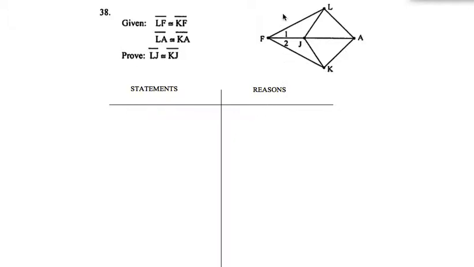On proof 38, I'll start by marking what I know. I know that LF is congruent to KF, and I know that LA is congruent to KA. Now, what I'm trying to prove is that LJ is congruent to JK.